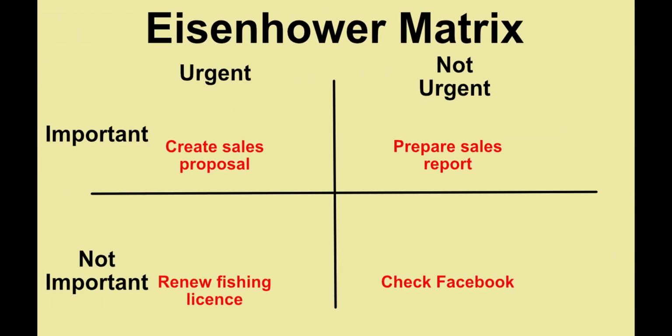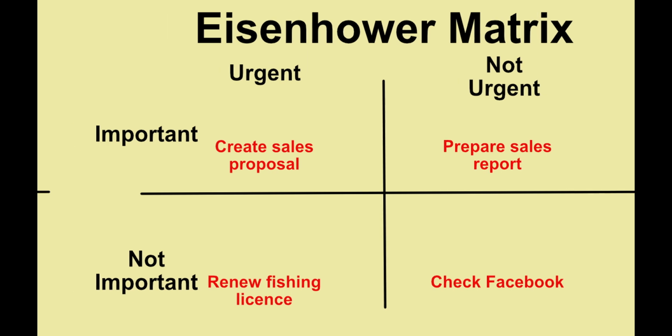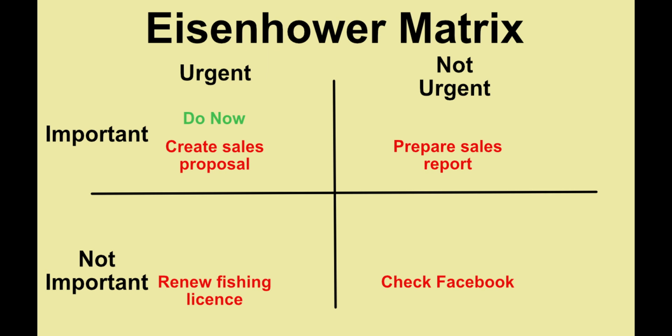We've now got our grid ready to go. I give each of these quadrants a theme. The important and the urgent, that's do now. Get on with it. Don't wait around. The important and not urgent, that's do soon. They're the ones you would do as soon as all those important and urgent tasks are finished.